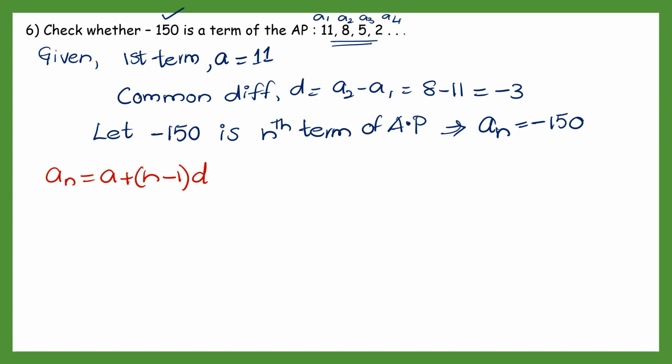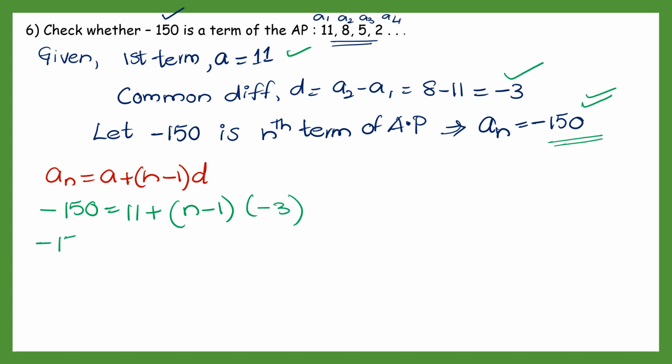Now we know the nth term. We assumed minus 150 as the nth term. Let's substitute. Minus 150 is equal to a, where a is the first term, 11, plus (n minus 1) into d. Do we know the number of terms in the arithmetic progression? We don't know. We know that the nth term is minus 150, but we don't know the number of terms. So n will be as it is. n minus 1 into d. The common difference is minus 3.